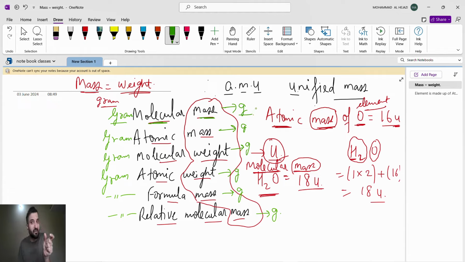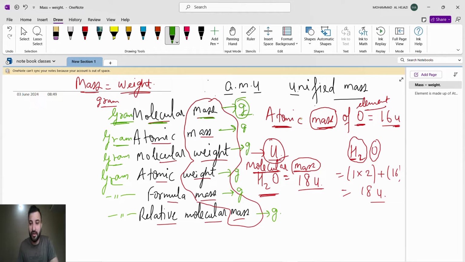Guys, if gram is there, like gram atomic mass, gram atomic weight, gram molecular mass, gram molecular weight, gram formula mass, if gram is there, then only their unit will be in gram.